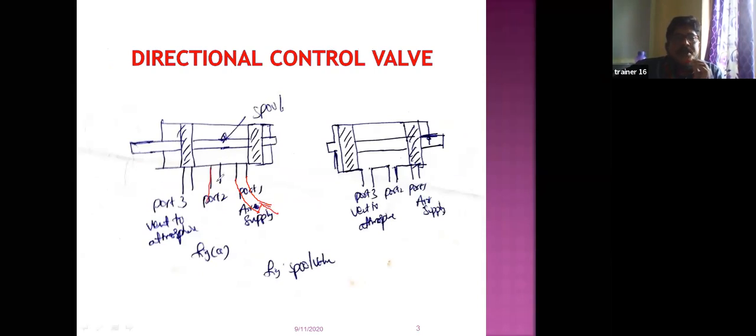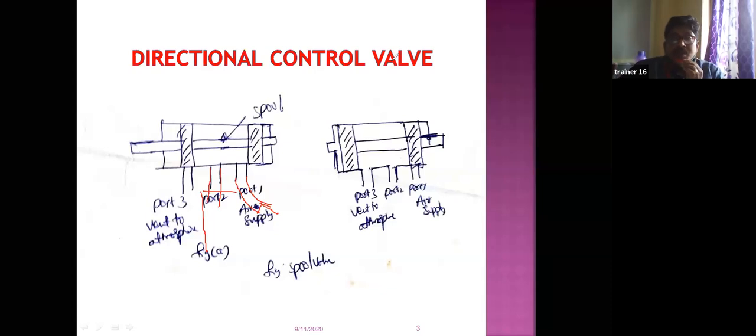This port 2 is connected to our system. The port 2 pipeline is connected to our system to move, for example, some product. So to move a product from one point to another point, we have to push with the help of compressed air. Otherwise, here we may have to arrange a single acting cylinder or double acting cylinder. I will tell you next.